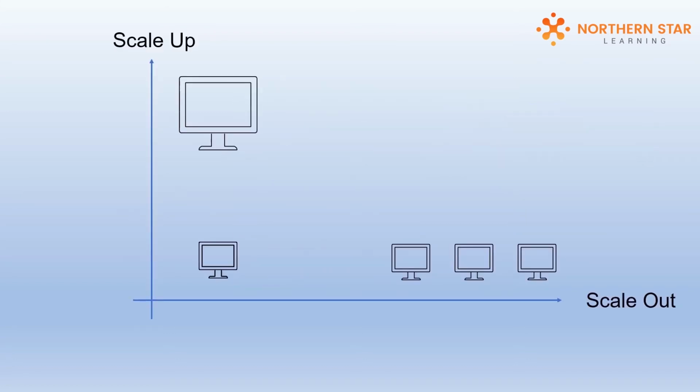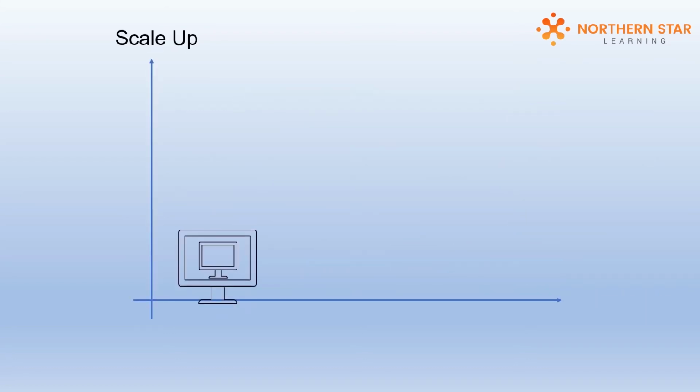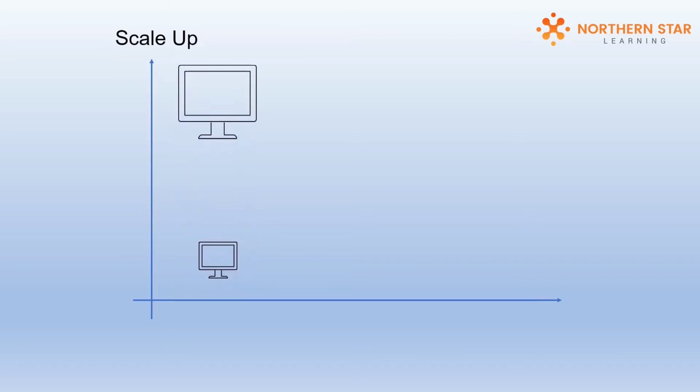Scale up versus scale out. Scale up or vertical scaling allows you to increase the performance of existing hardware by adding additional resources such as CPU and memory without making any changes to your system's architecture.